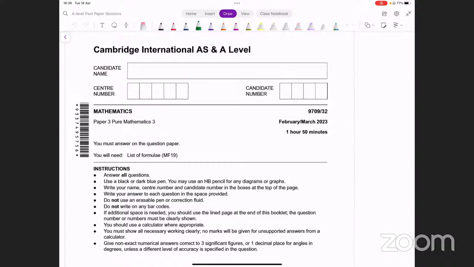Okay, all right. So let's start with this then. March 2023, paper 3, variant 2. March का एक ही variant होता है और यही हम कर रहे होंगे आज इंशाल्लाह.